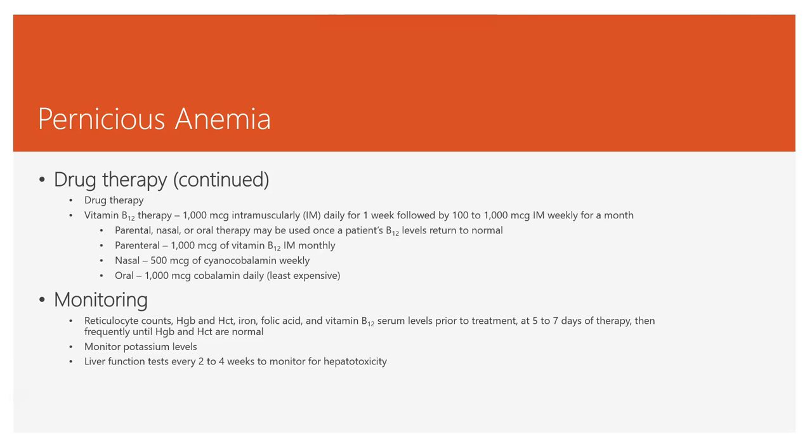Reticulocyte counts should be monitored, as well as hemoglobin and hematocrit, iron, folic acid, and vitamin B12 serum levels prior to treatment and at 5 to 7 days of therapy, then frequently until hemoglobin and hematocrit are normal. Monitor potassium level and liver function tests every 2 to 4 weeks to monitor for hepatotoxicity. You should educate your patient on the disease process, the need for lifelong therapy due to malabsorption, vitamin B12 therapy regimens, adherence to treatment regimens, and monitoring and follow-up.